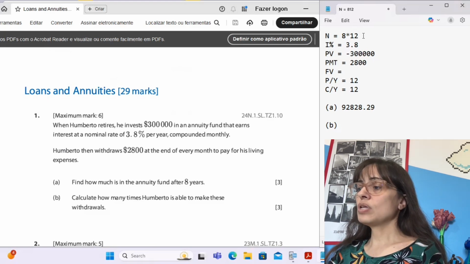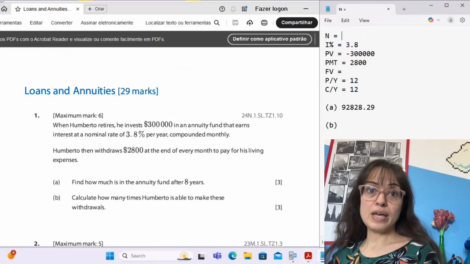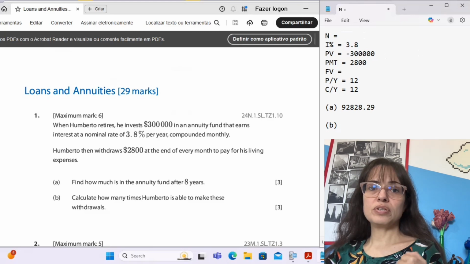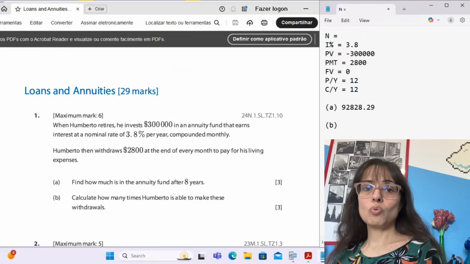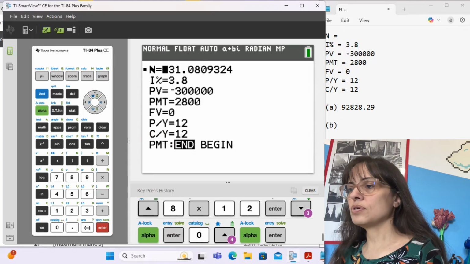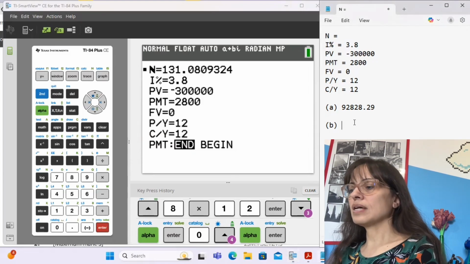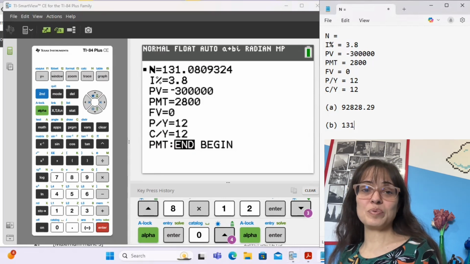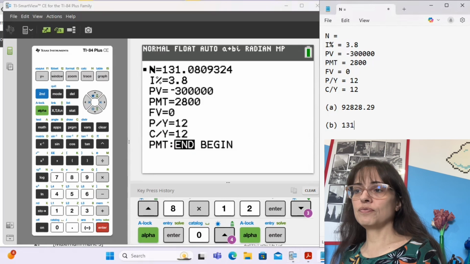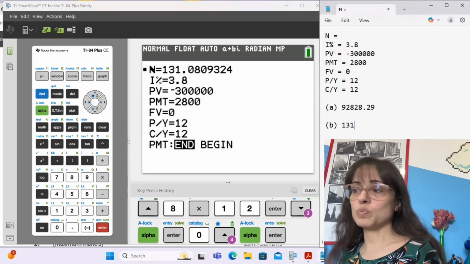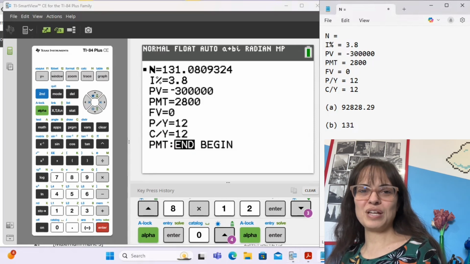So the question now is, how long is the money going to last? And in order to do that, the question is going to be the N, how many times he can do that, and I'm going to find it in the calculator by putting the future value equal to 0. When is the money going to run out? And the answer is 131 times. There is a tiny little bit more than 131, like 131.08, but that's not going to be a full 2,800 that he still has there, so I don't think it counts as part of the answer. The answer is that he can make these withdrawals 131 times.